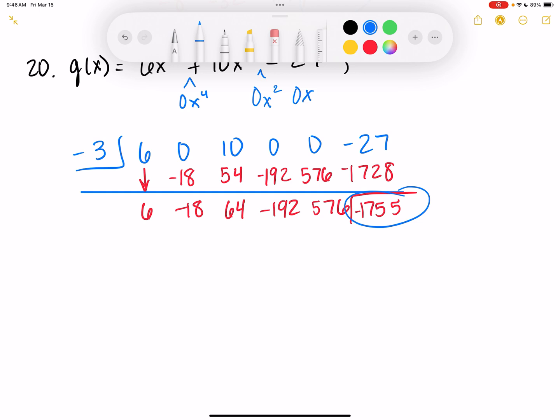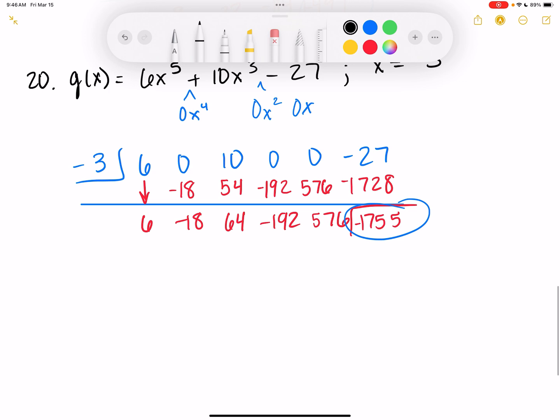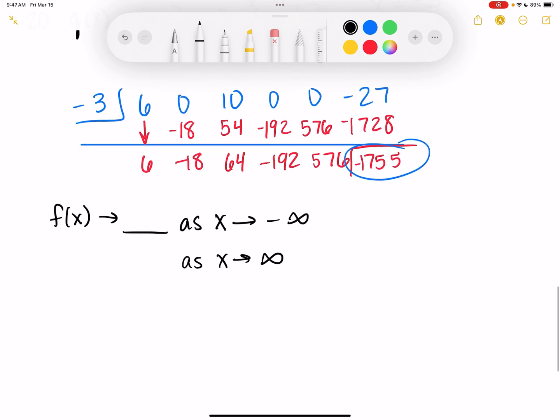So we look at something like 28. The instructions for this, I guess I should say, describe the end behavior of the graph of the polynomial function by completing these statements. So it says f of x goes to blank as x goes to negative infinity, and then it does the same thing, but as x goes to positive infinity. So the way that we're going to look at this is with limits, because that's the way that you're going to see it after this class, so it's the same thing.